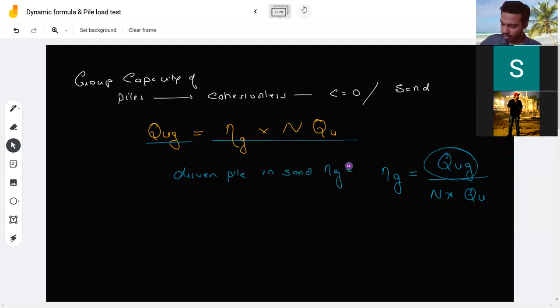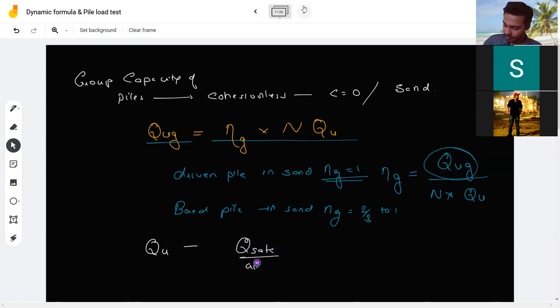efficiency you have to take as 1, that is neta g is equal to 1. While if it is a bored pile in sand, then efficiency you have to take 2/3 to 1. You can take 2/3 value or 1 value. And apart from this, one thing which I have taught you: we always calculate ultimate capacity. If you have to find safe capacity or allowable, it is equal to ultimate capacity divided by factor of safety. That's it. Let's move to the sum now without wasting time.